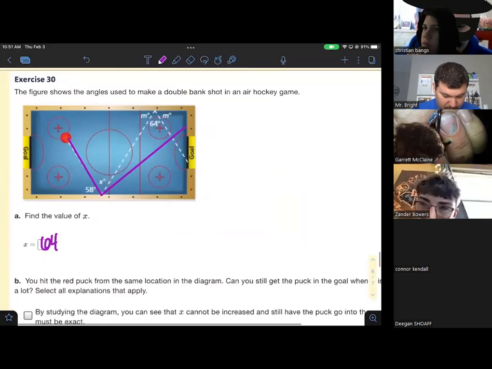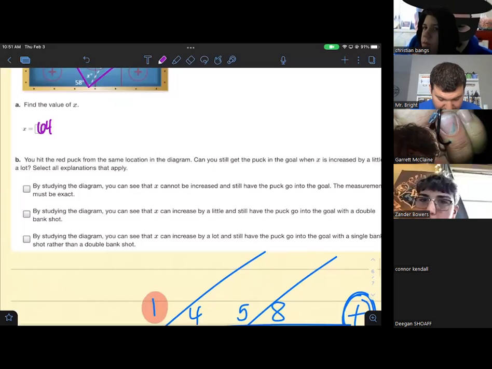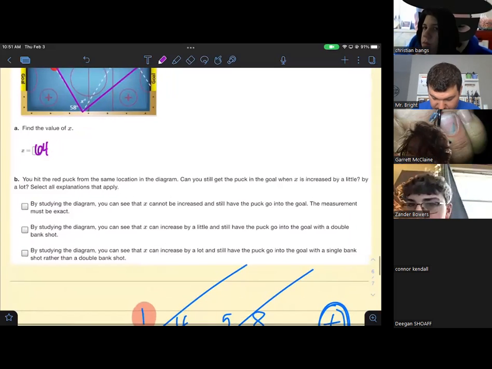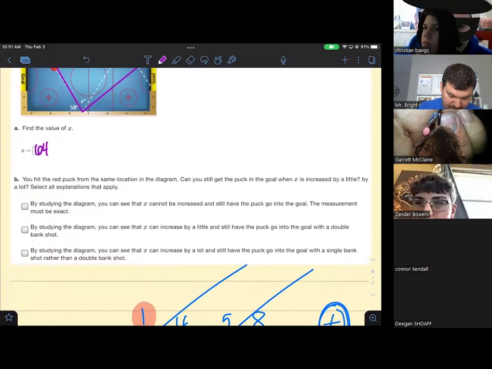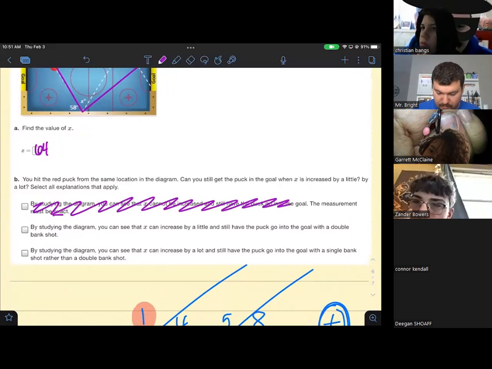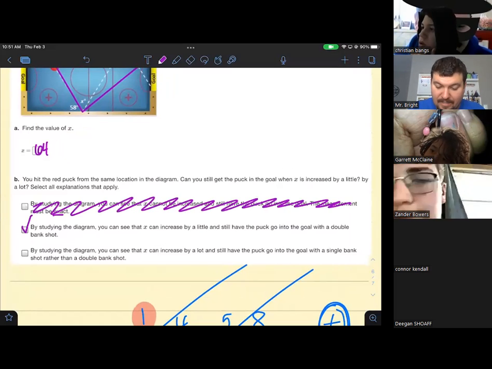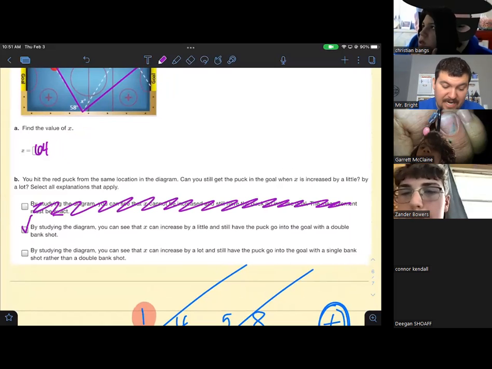So let's see what the options are. By studying the diagram, you can see X cannot be increased and still have a puck. Okay, that's not true. It does not have to be exact. It can still be a little bit bigger. By studying the diagram, you can see X can increase a little and still have the puck go in with a double bank shot. That would be correct. By studying the diagram, you see that X can increase by a lot and still have the puck go in with a single bank shot.